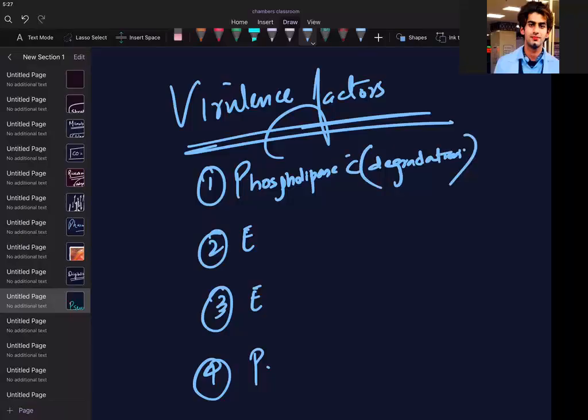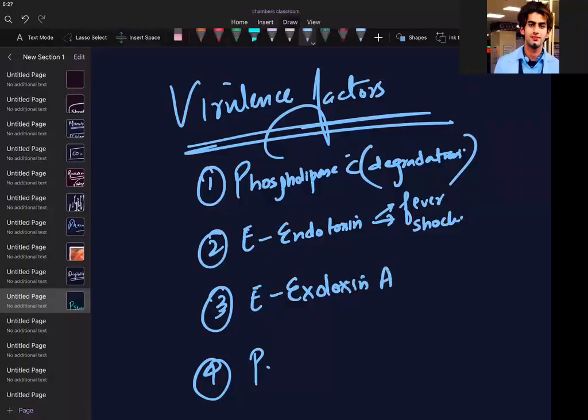E for endotoxin. This endotoxin will cause two things: fever and shock. We have read this in the basics, isn't it? And it also has exotoxin A. This exotoxin A will be doing something which I will be teaching you: elongation factor 2 inhibition. And P stands for your pigments.